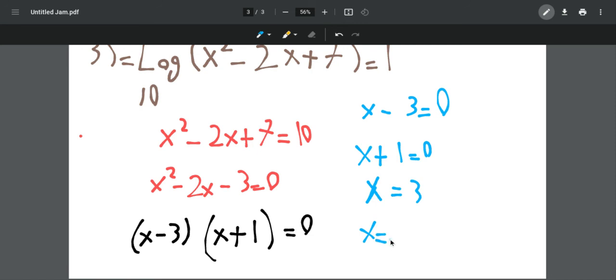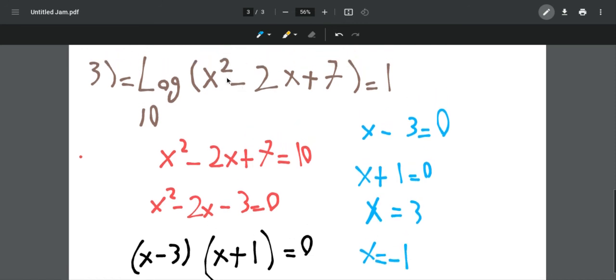But we're not done. As I said, we should check our answers. When we put in 3, we get 3 squared is 9. And 3 times 2 is 6. 9 minus 6 is 3. 3 plus 7 is 10. Log base 10 of 10 is 1.